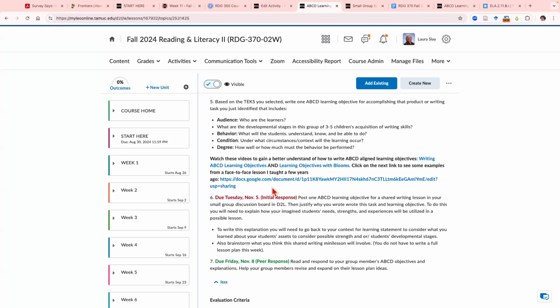Well, you're going to go back to deconstructing the TEKs in order to understand what you want your students to be able to do. Are they going to write? Are they going to describe? Are they going to analyze? Are they going to include? You have to think about what you want them to be able to do by the end of your lesson. And the condition is the circumstances or the context in which they're going to be able to do this.